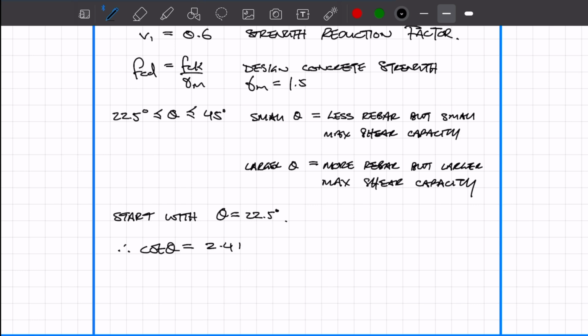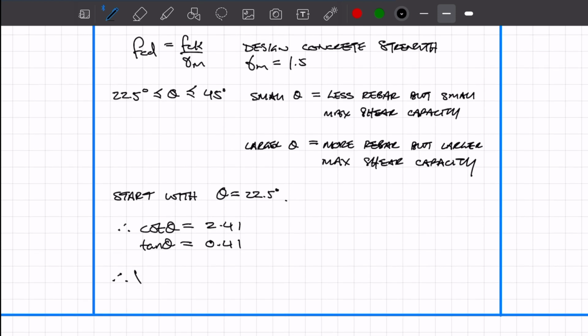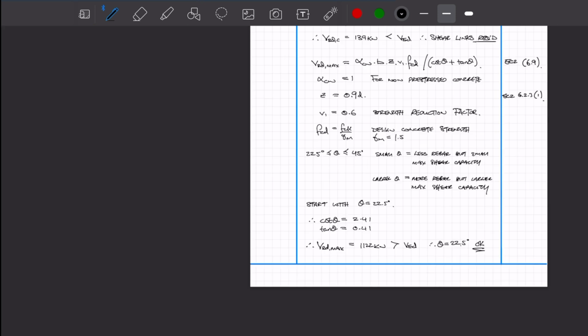We get that cot theta is 2.41 and tan theta is 0.41. Plug the numbers into the main equation and we get that VRD max is 1122 kilonewtons, which is greater than our design shear force. This means that theta value of 22.5 is fine to use.